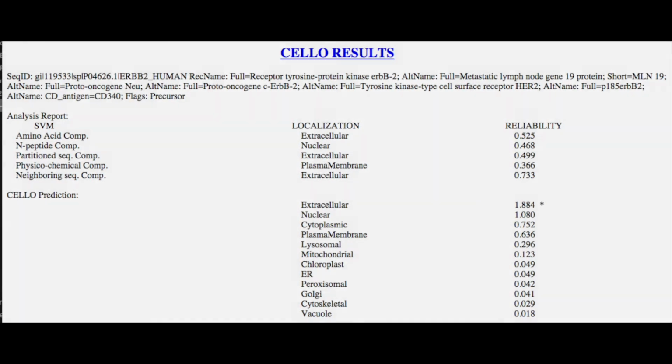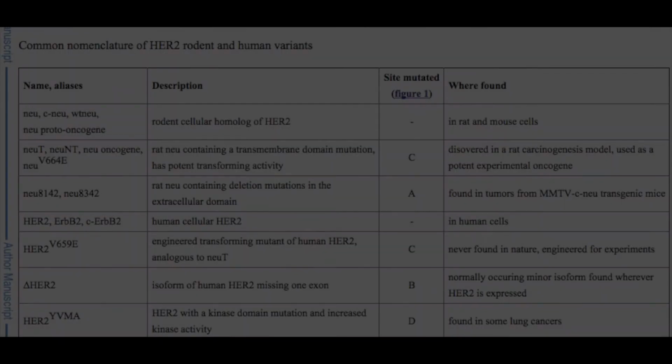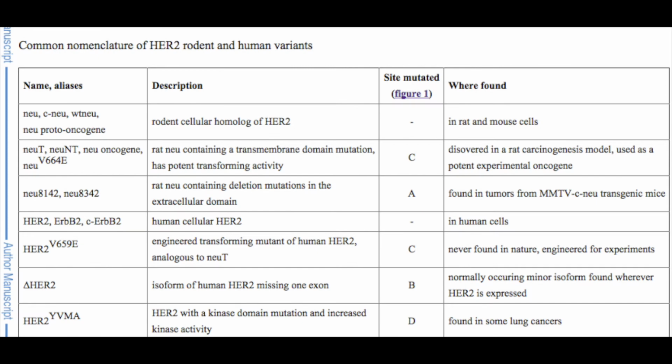This makes sense that CELLO predicts both extracellular and nuclear movements, because the first signal in order to activate HER2 comes from the extracellular domain, and the signal moves from the cytoplasm and continues to travel into the nucleus in order to affect the breast cell. Here you see that HER2 is conserved in species like mice, rats, and some other mammals. Studies have also shown that HER2 is found in some lung cancers as well.